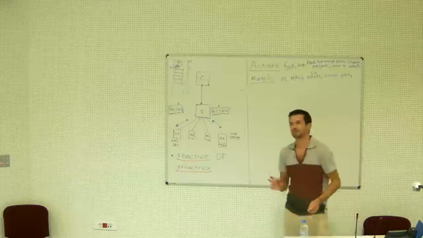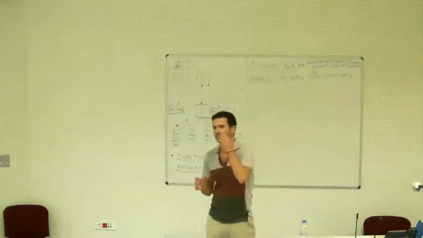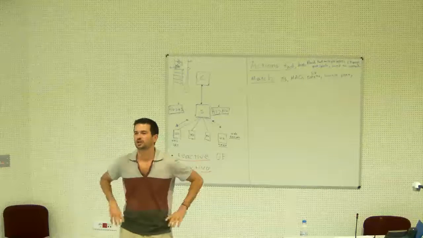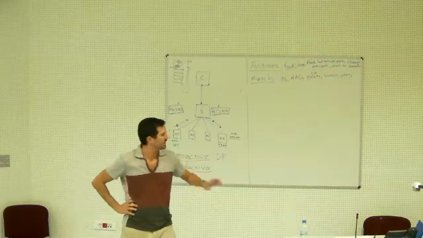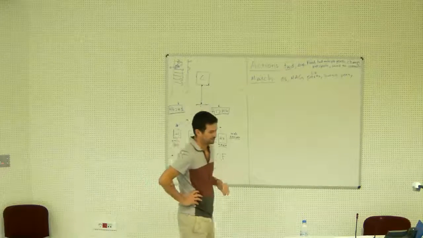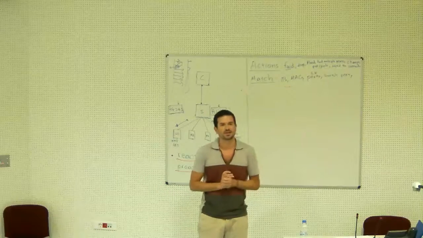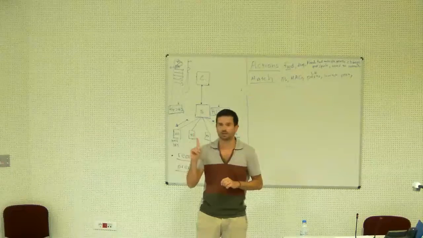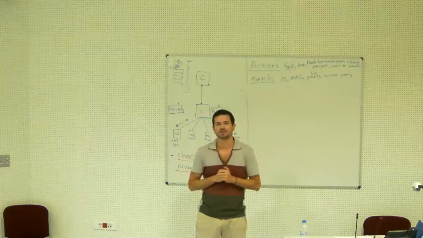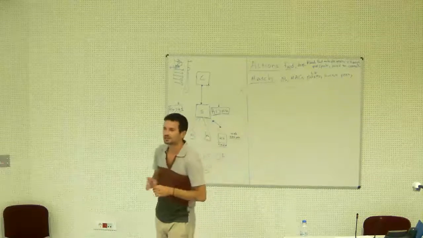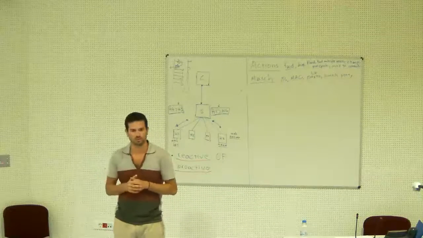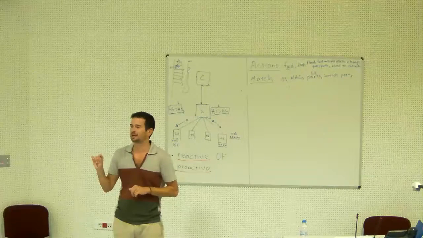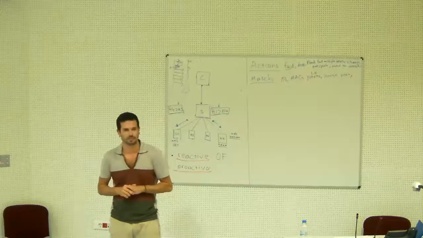Let me say two last things in the time that is left. First of all, as I describe it here, a switch has, so far I was saying that it has a flow table. In reality, it doesn't have one flow table, it has multiple flow tables. And in particular, there is a pipeline of flow tables.